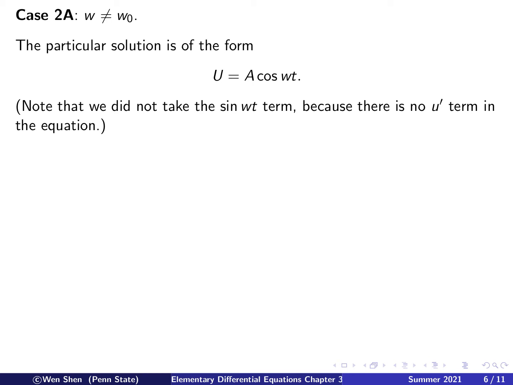Okay, so I want to put in a remark to say that we did not put in the sine wt term in the particular solution. In general, for a general second order equation, we would put it in there. But for this one, we don't do that because on the left-hand side of the equation there is no u prime term. You have the term u and the term u double prime. And if you differentiate this twice, you get cosine back. So the sine term will not be present.